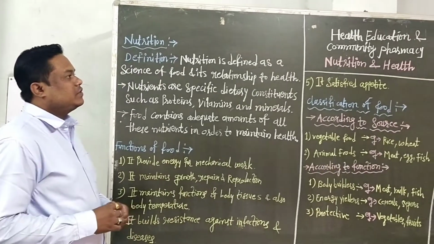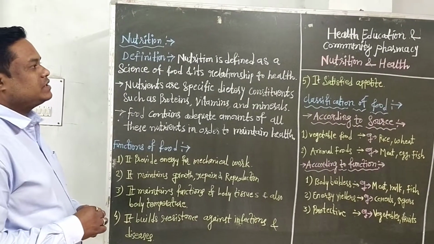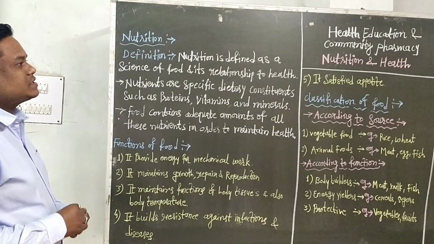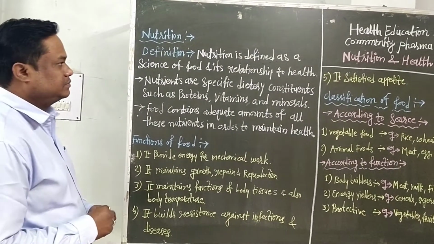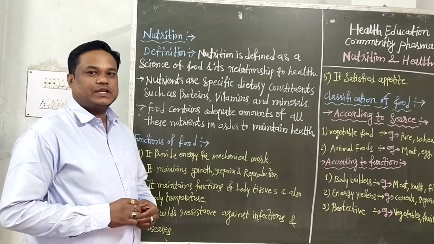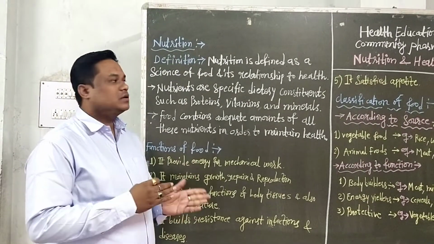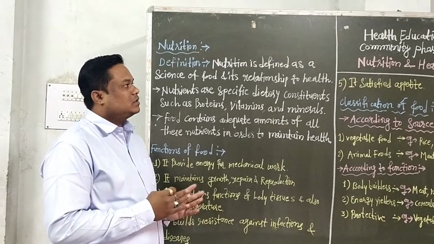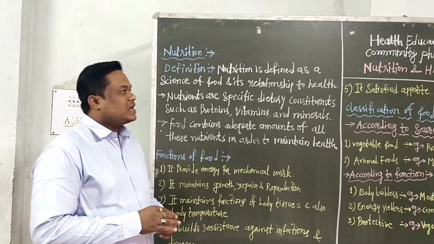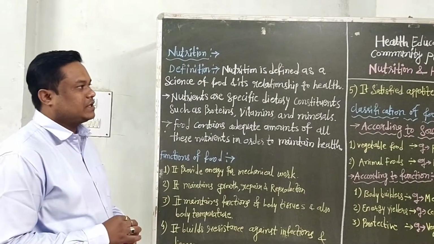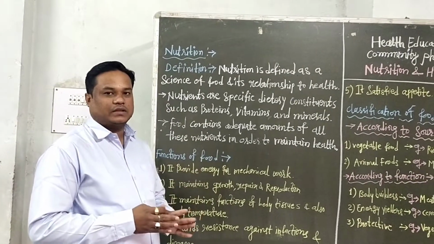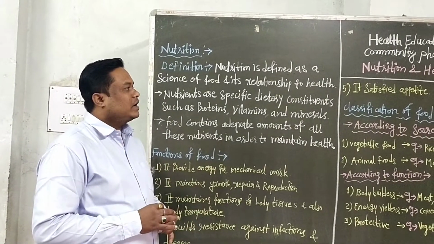Today's subject is Health Nutrition and Community Pharmacy, and we have to see chapter number 2, that is Nutrition and Health. And what is nutrition? Nutrition is provided to the body with the help of different sources to fulfill the requirement of the body, that is anatomy and physiology of the body function. And second, related to health, it is essential for the health conditions.